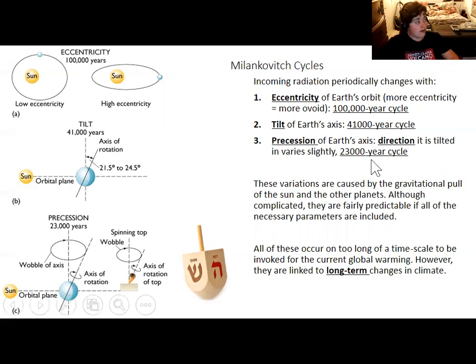And if Earth starts at this point, it will be back pointing at that particular orientation in 23,000 years. Again, also not on a scale that can really be invoked to explain any of the changes we're seeing right now.